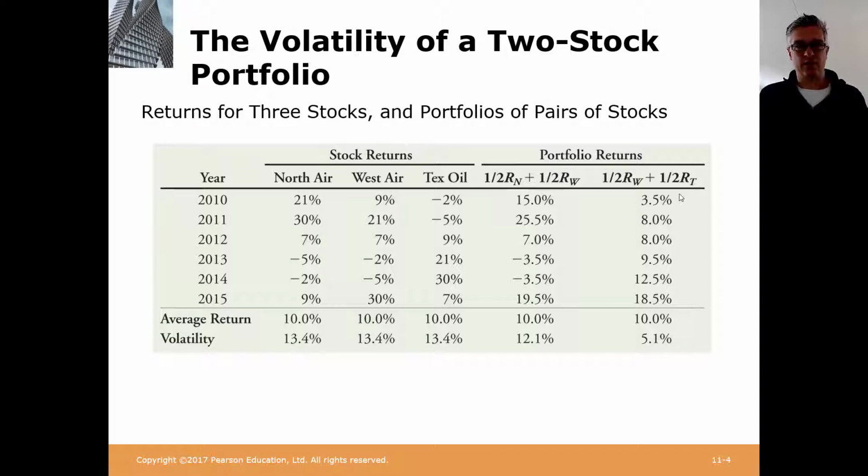Last time we talked about how diversification works with portfolios. If we look at these returns for North Air, West Air, and Tex Oil, we could see that if we combine, let's say, North Air and West Air into a portfolio, the expected return was somewhere in the middle of the underlying stocks. In this case, they have the same expected return, so the return of the portfolio is also the same. But we saw that the volatility was lower. And if we combine Tex Oil with West Air, the volatility is even lower.